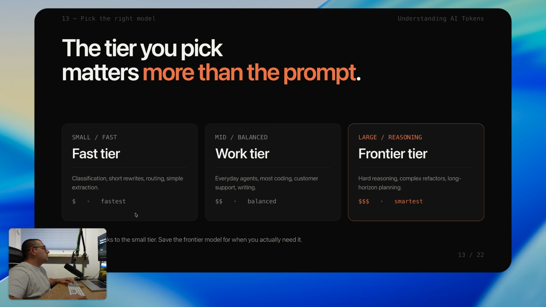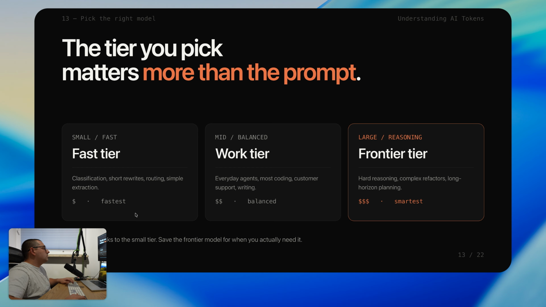And somewhere in the middle we have the balanced tier, basically the working tier. It's not as expensive as the frontier model, but also not as simple as the fast tier. It's balanced on both sides, in cost and in speed. And it's really great for everyday agents, most coding, customer support and writing.